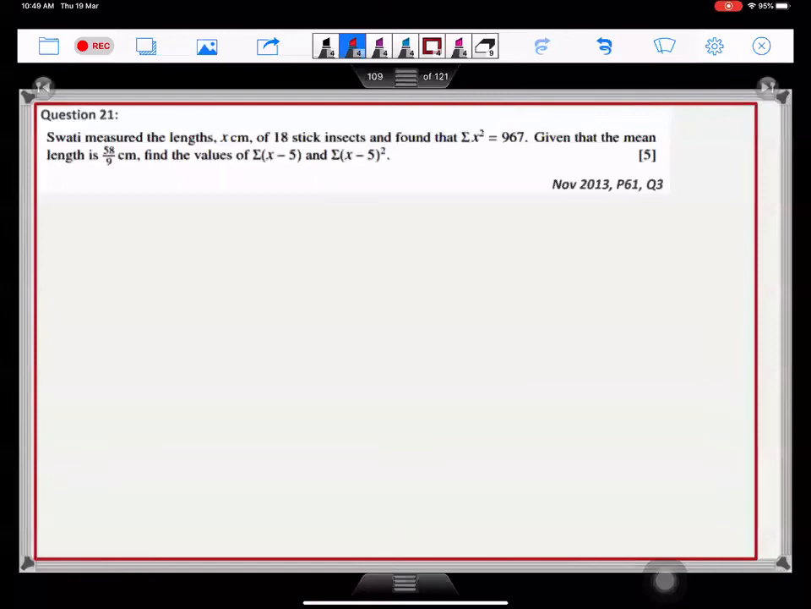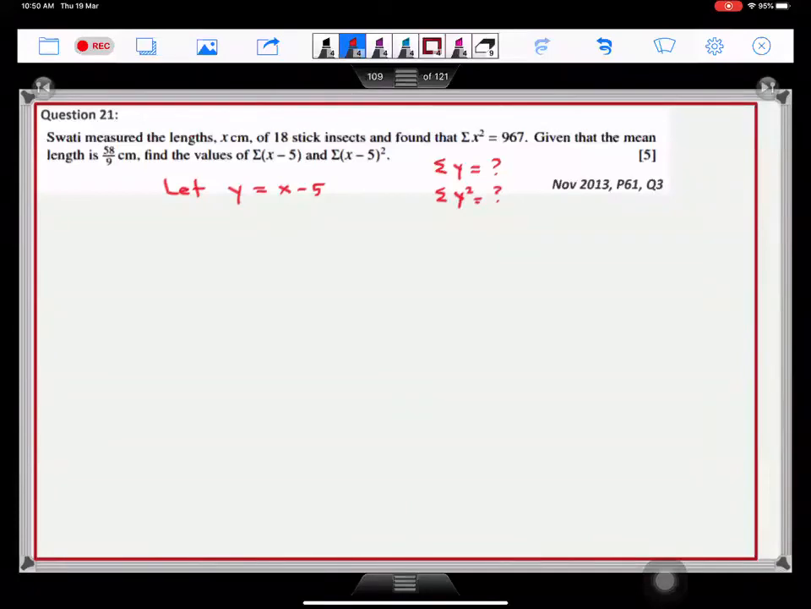First thing first, what is the first thing that we do in a question related to coding? We first write what is y. Let y equals x minus 5. So basically, the question they are asking: calculate sigma y. This is unknown, and they are asking us sigma y square. These two things they're asking us.